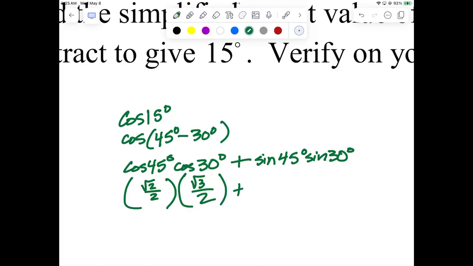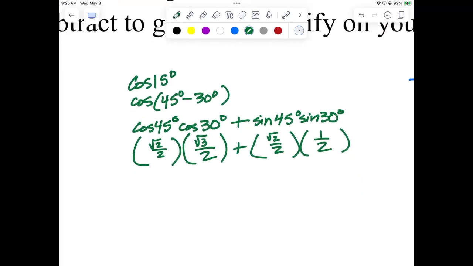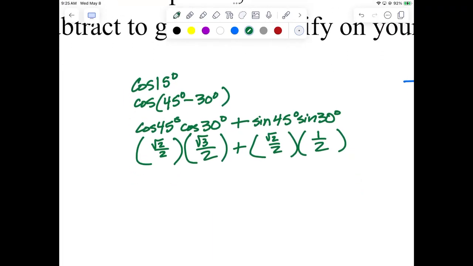Plus, what's the sine of 45 degrees? Also square root of 2 over 2. And what's the sine of 30 degrees? 1/2. Okay, there you go. Now I can multiply straight across. What's the square root of 2 times the square root of 3? It's the square root of 6 over 2 times 2, which is 4.